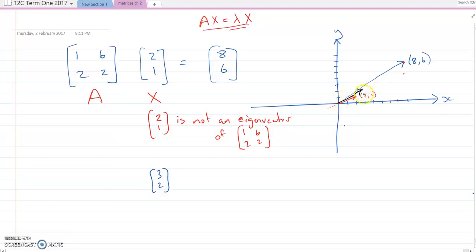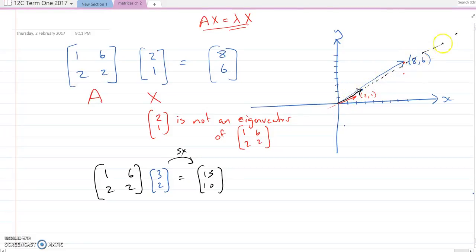And (3, 2) corresponds with eigenvalue 5, which means if I multiply this out, it should be 5 times that. It should be (15, 10), which it is. If you multiply this out, you get (15, 10), which is exactly 5 times this, and which is going to be way out here somewhere. But the point is it's going to have exactly the same slope. So it hasn't changed the direction of that vector.